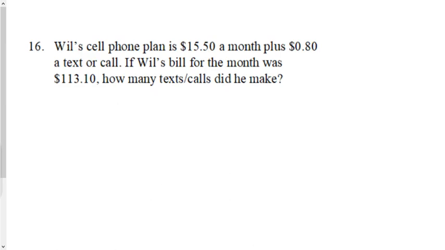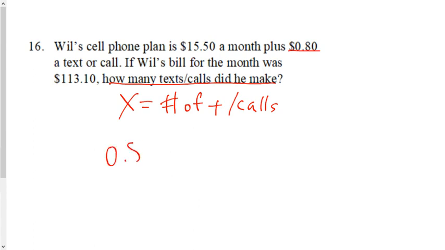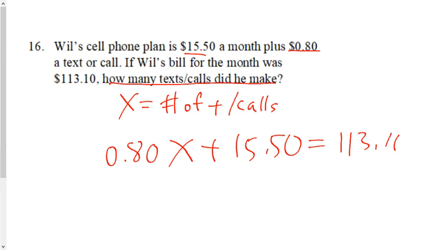Now we get into our story problem. It says Will's cell phone plan is $15.50 a month plus 80 cents a text or call. If Will's bill for the month was $113.10, how many texts or calls did he make? So our first thing is to define our variable, and since that's our question, it's the number of texts or calls. Since it's 80 cents for one of those, 80 cents is going to be our coefficient. 80 cents multiplied by the number of texts or calls, plus the cost of $15.50, which is the plan's cost, will equal his total bill for the month, which is this.